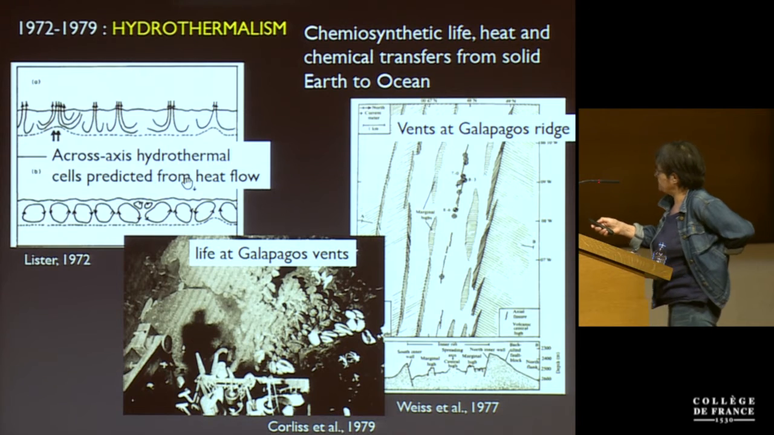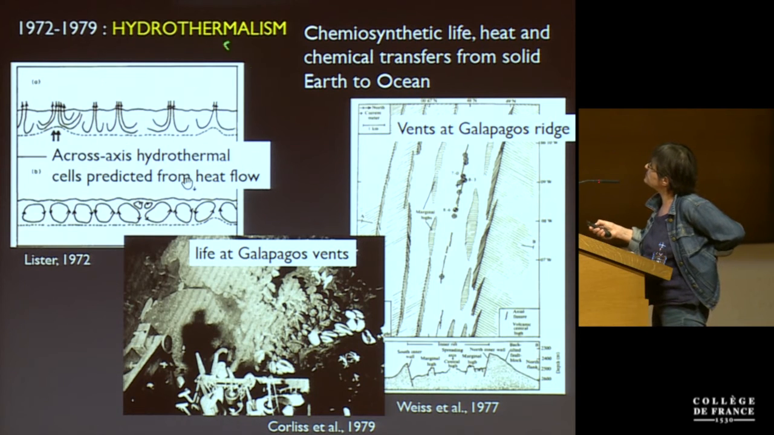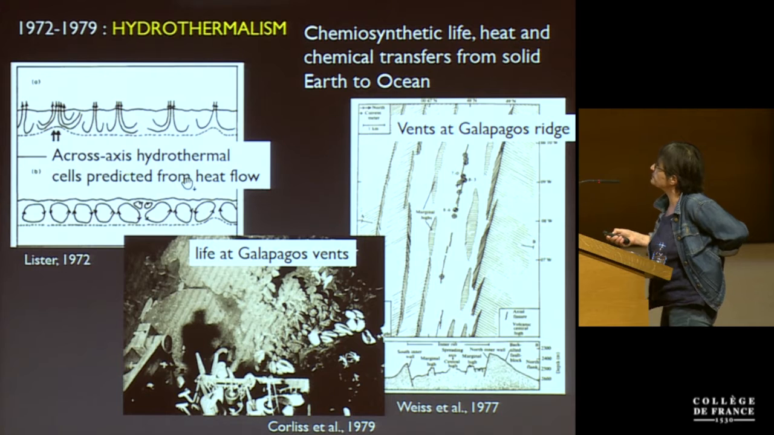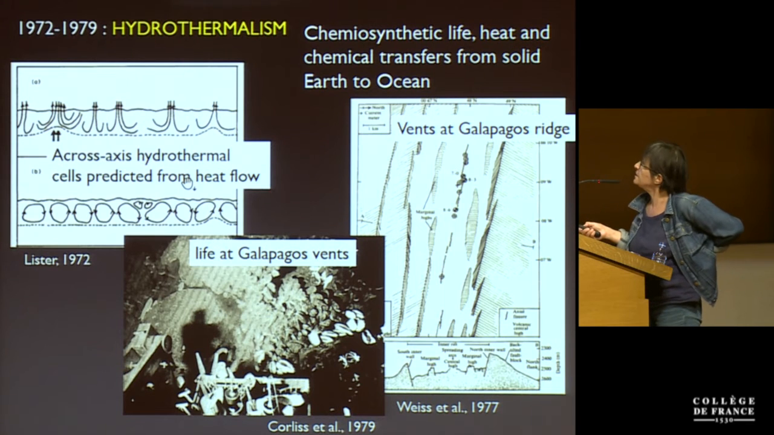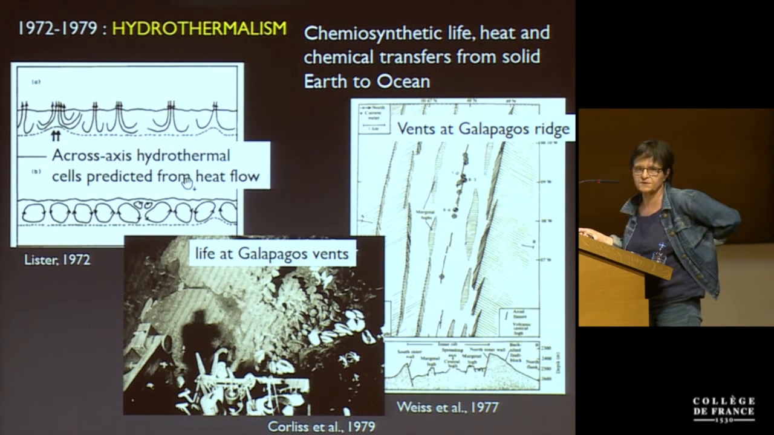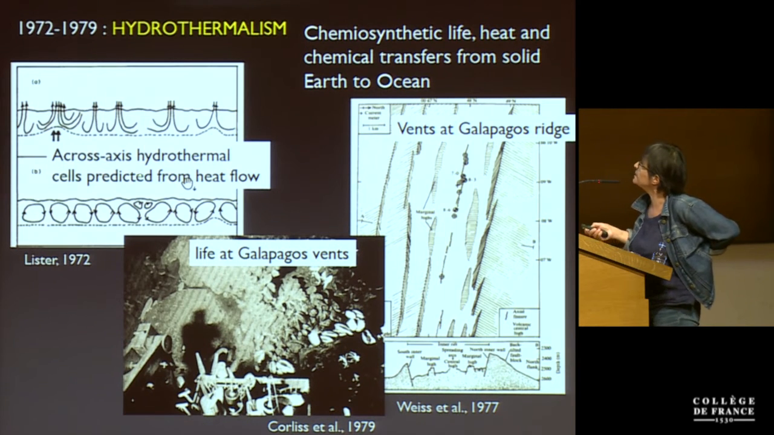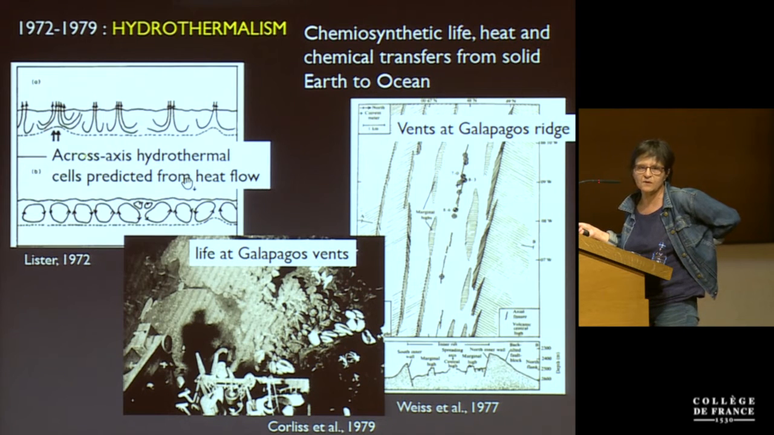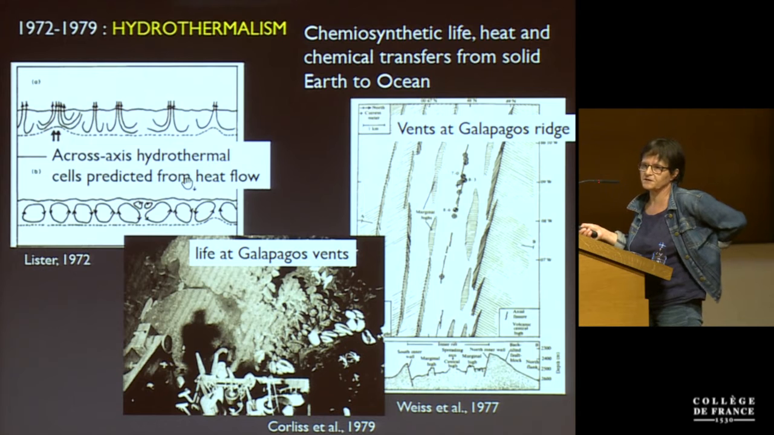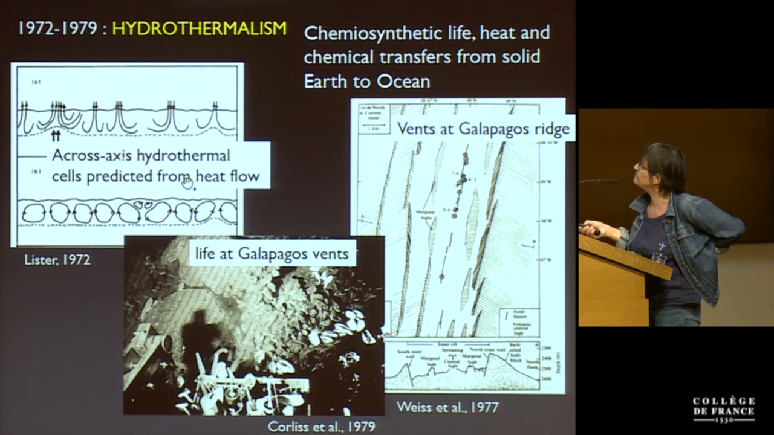And then there is the third ingredient, the hydrothermalism. And hydrothermalism was first predicted on the basis of heat flow data. I put here the conceptual model of Lister in 1972, but there were lots of heat flow cruises that pointed in that direction and showed basically that the heat flow at the ridge axis was too low, and therefore a lot of heat had to be expelled by some convective mechanism.